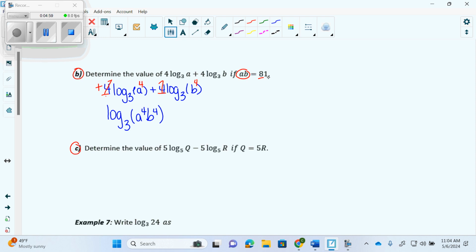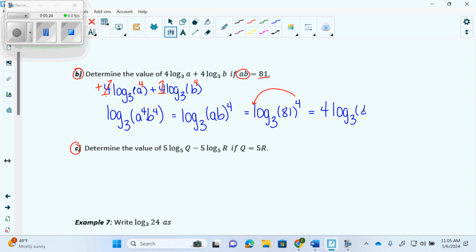I need AB so that I can put in 81. So A to the 4, B to the 4. They're both to the 4, so I can write this as log base 3 of AB all to the 4, right? And then the AB I can replace with 81. So I get log base 3 of 81 to the 4, which I can drop in front if I want to: 4 log base 3 of 81. Log base 3 of 81 is what? 16. Log base 3 of 81 is 4. And then 4 times 4 is 16.